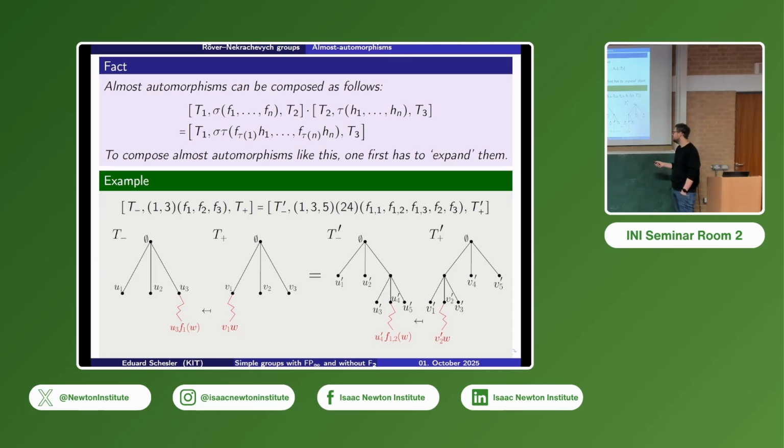So here's an example. We have an almost automorphism. We have U3 and V1. They correspond to each other in the way that 1 is sent to 3. And then we expand those trees by hanging carrots below, like this U and V. So here we hang a carrot, and here as well. This way we expand the trees, but also we have to do something with the elements.